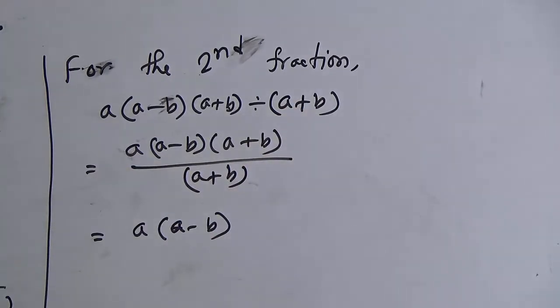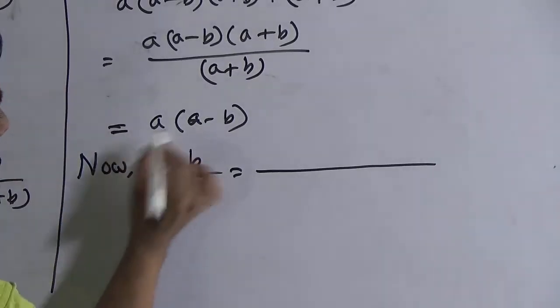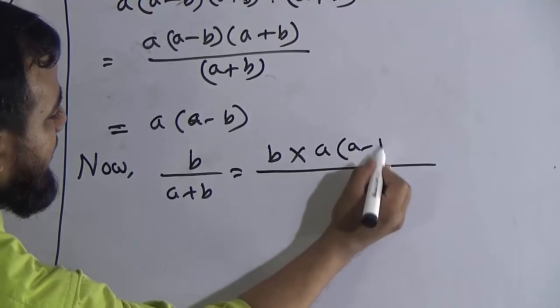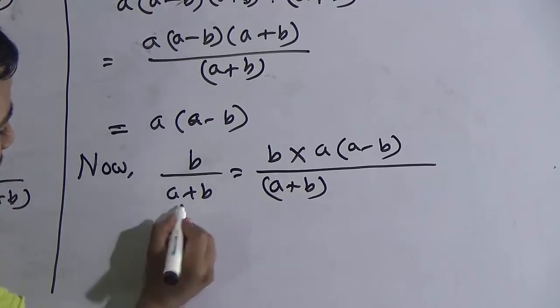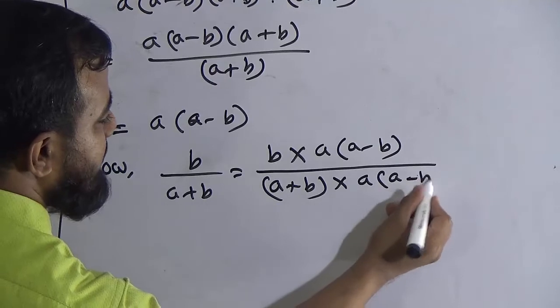Now this result needs to be multiplied with the second fraction's numerator and denominator. We will find the formed fraction. The second fraction is b divided by a plus b. That is equal to, we need to multiply the numerator and denominator by the result. So b multiplied with the result is a into a minus b. The denominator is a plus b, multiplied with the result a into a minus b.